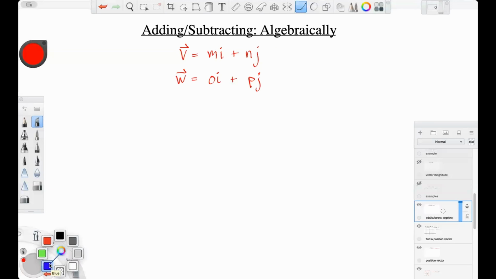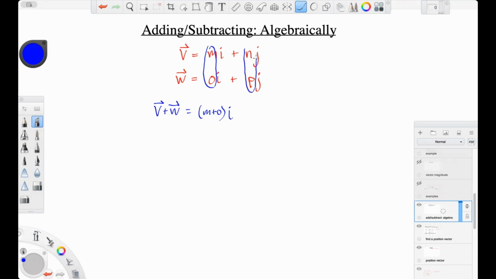Well, if we look at adding these vectors together, let's say that we now want to find vector v plus vector w. We want to find what that's going to be. All we do is we add the i components together. So we'll have m plus o in parentheses, and then we're going to tag that with i. And then we're going to add the n and the p together in parentheses, so n plus p, and then tag that with the j component, and then there we go. Our vectors are added algebraically.